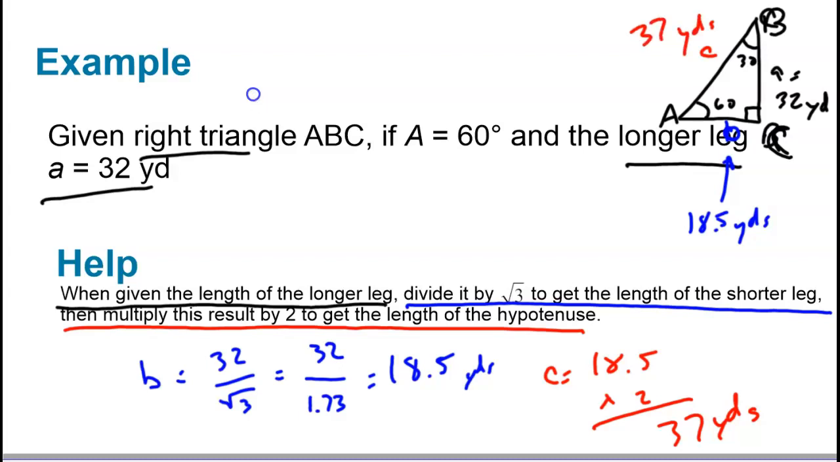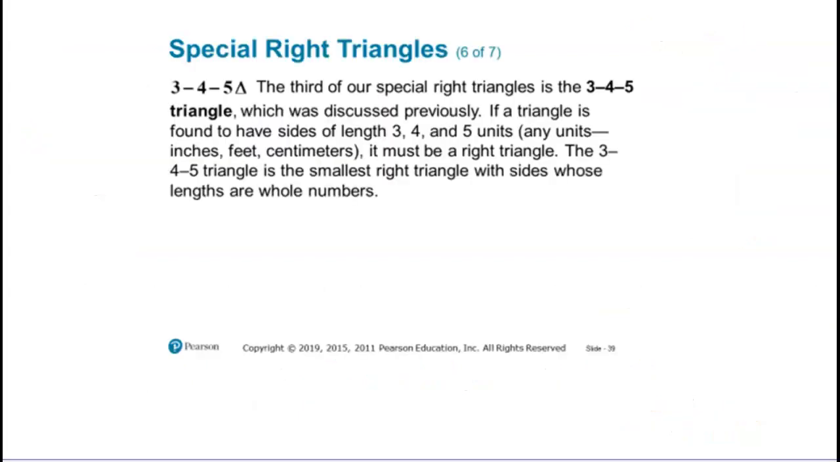And let's look at this. Does it look correct? If the shorter leg is 18.5 yards, the longer leg is 32 yards. Yep, that's longer than the shorter leg. And the hypotenuse is 37 yards, which is longer than both the legs. Then, yep, that looks like that's correct. And so there you go, and it follows the rules.